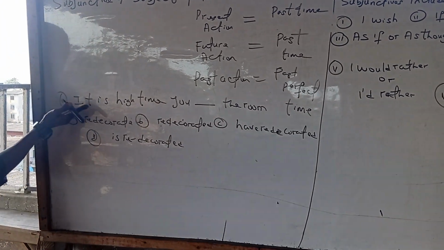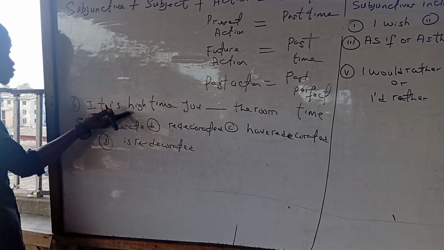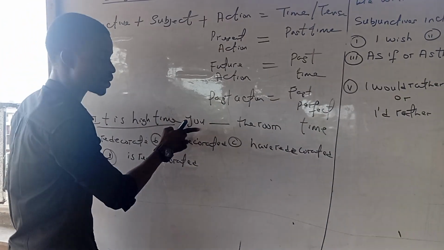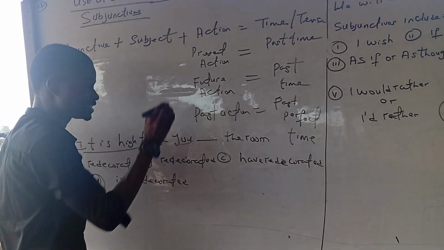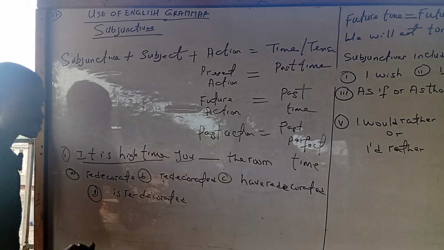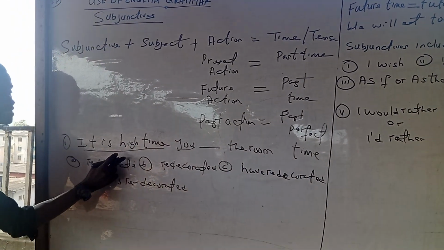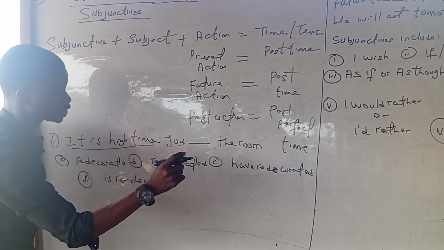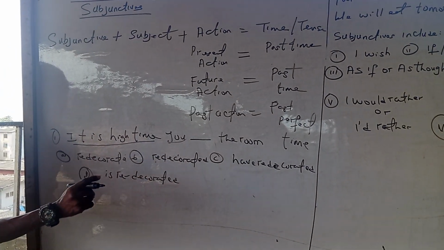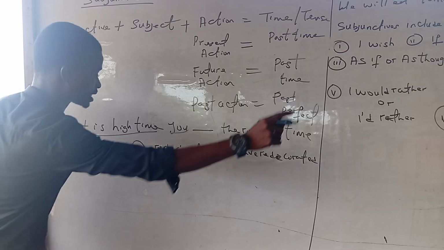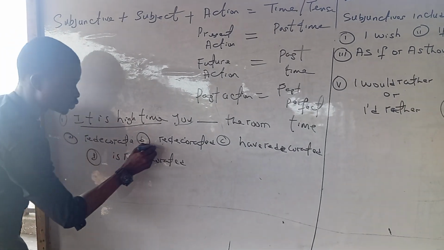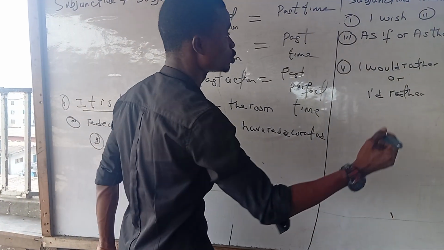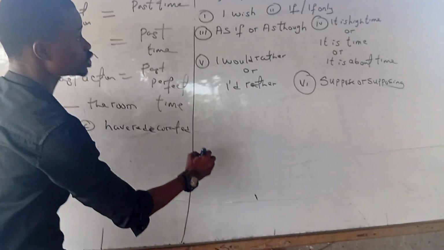Now, let's check it. This is the law. The first thing we need to look for is your subjunctive. And since we have the subjunctive as it is high time, the next is our subject, followed by you. So what do I need to use? It says it is high time. It means that this is a present action, and since it is a present action, you have to use a past time. And what is the answer to this past time? Redecorated.